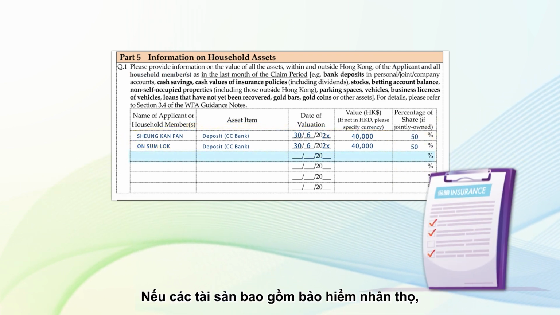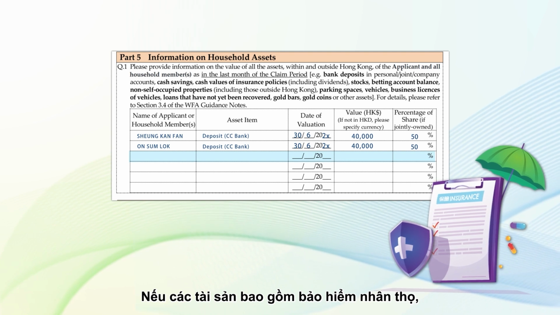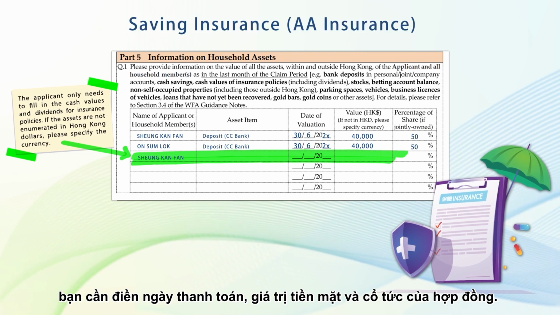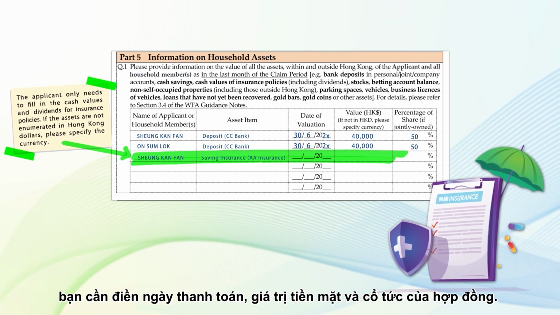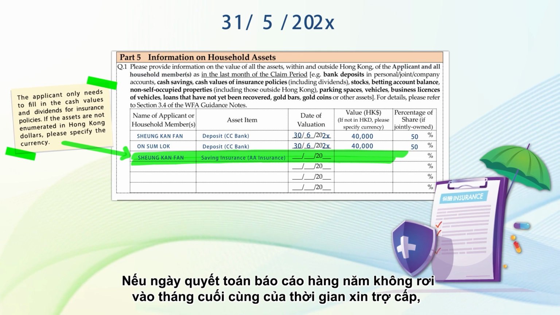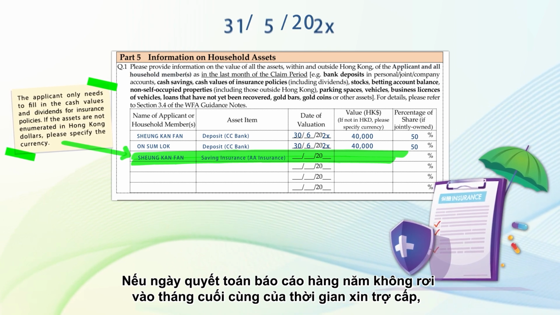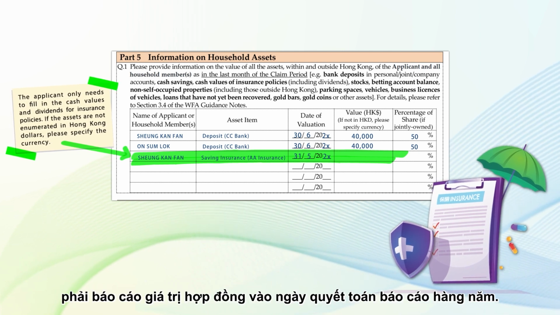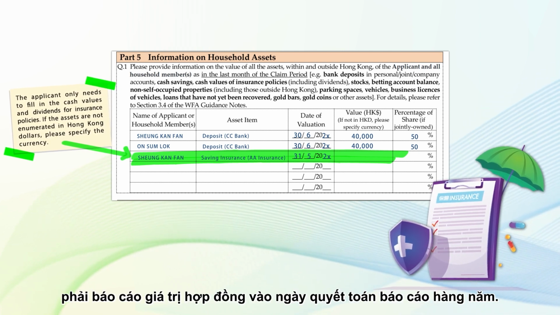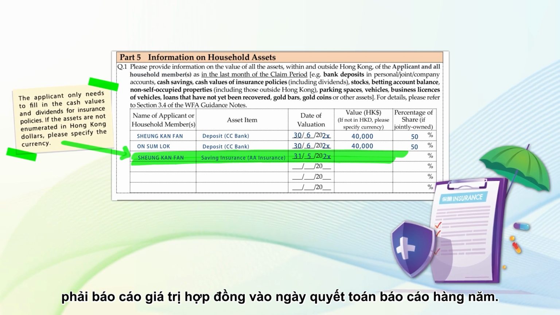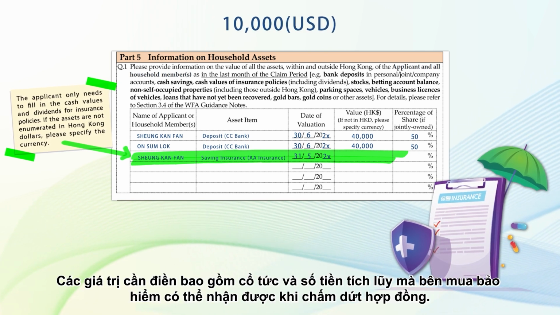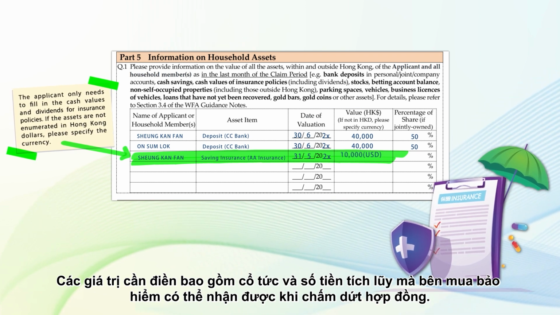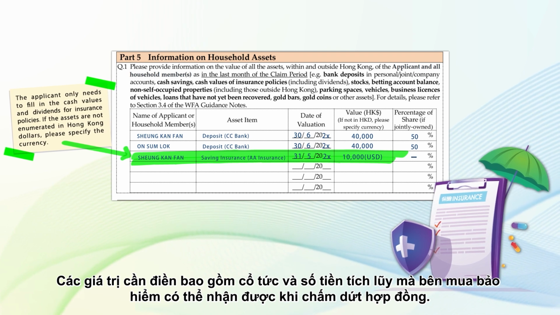If the assets include life savings insurance, you should provide the settlement date, the cash value, and dividends of the policy. If the settlement date of the annual statement is not the last month of the claim period, the value on the settlement day of the annual statement should be reported. Values to be reported include dividends and the accumulated amount that the policyholder can get when the policy is surrendered.